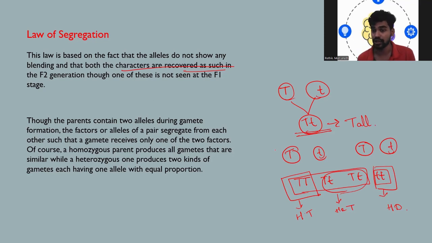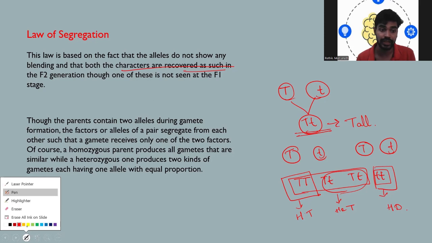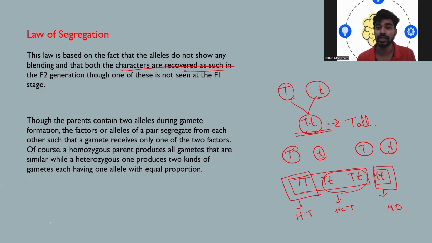In the F1 generation only the tall characteristic was expressed, but in the F2 generation both characters of the parents were recovered. But this is not the same in the law of segregation. Instead of getting any dominant character expressed, here we are getting some new or other character.